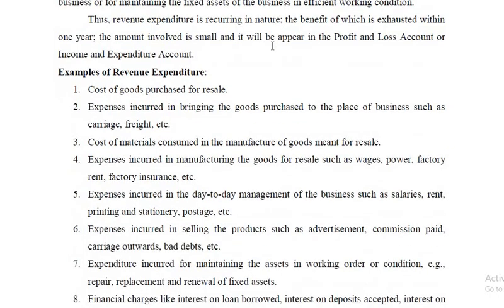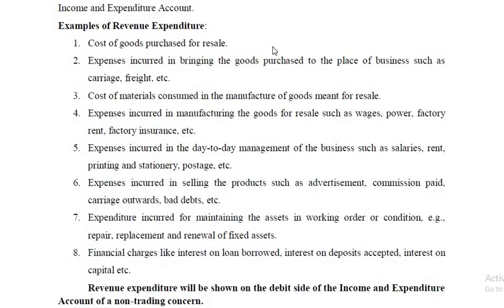Let us see the examples. Cost of goods purchased for resale. If it is for resale, then it will be revenue expenditure. Expenses incurred in bringing the goods purchased to the place of business, such as carriage, freight, etc. If expenses are incurred for bringing the assets, then it will be capital expenditure. If it is on bringing the goods purchased into the place of business, then it is revenue expenditure. Example, carriage, freight, etc. paid on goods purchased for bringing that into the business.